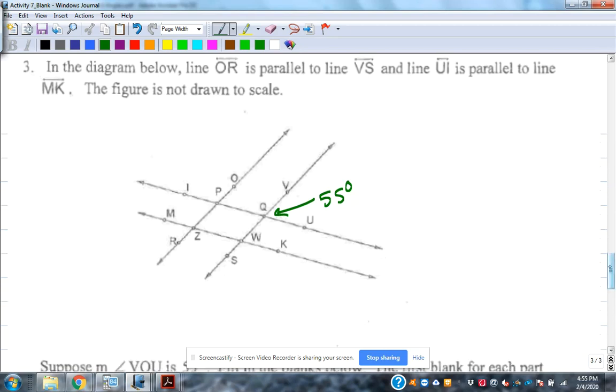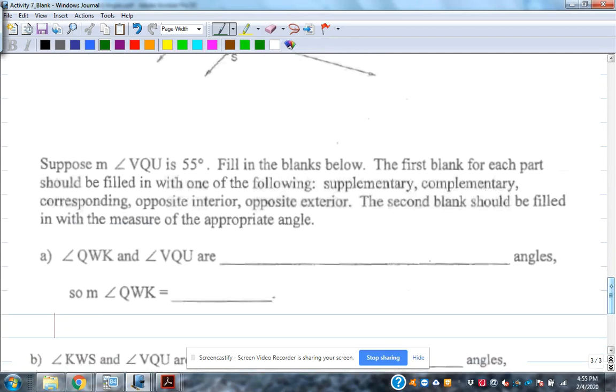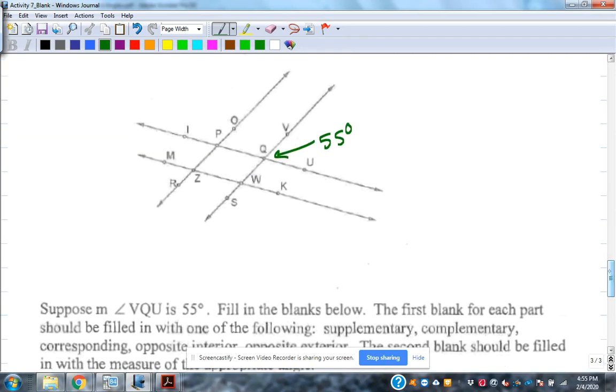Okay, so QWK and VQU, just the one we know about, are what kind of angles? So let's look at where is QWK? Is right there. What kind of angles are those two?